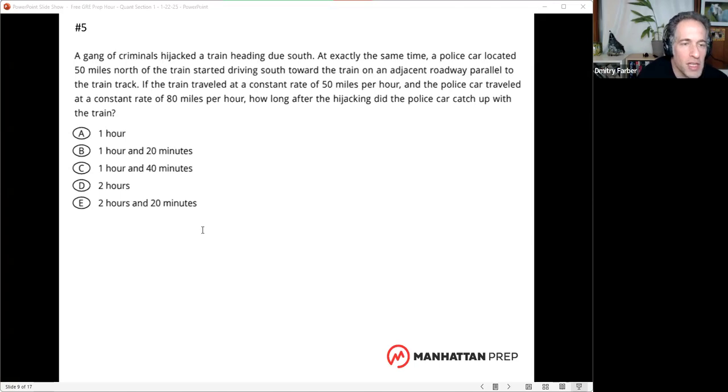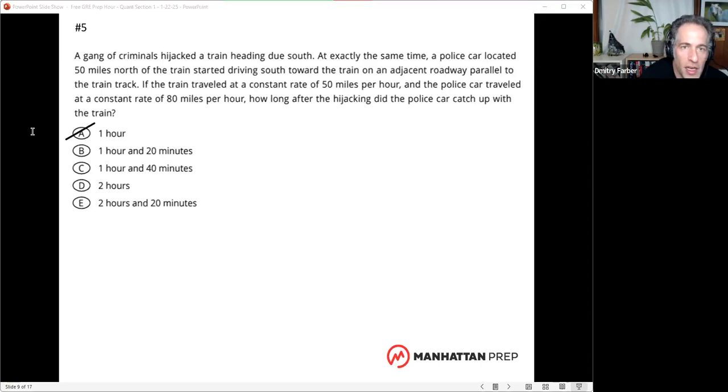And one way we can definitely do this is to visualize. And I might narrow down what happens, right? For instance, I might say, if they're 50 miles away and the train travels 50 miles an hour, then in 1 hour the police can't catch up, right? So I might at least say, hey, it's not A, right?